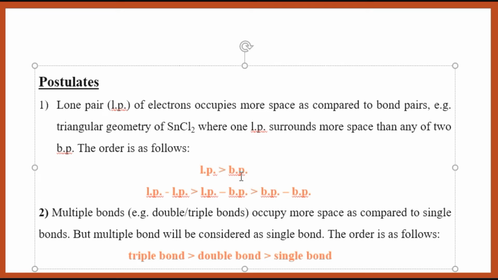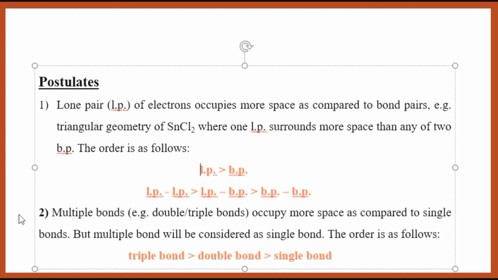one bond pair. And similarly, if there are more than one lone pair and also more than one bond pair present around a central atom, then the lone pair interaction would occupy more space as compared to lone pair bond pair interaction, and that would occupy more space as compared to bond pair interaction.